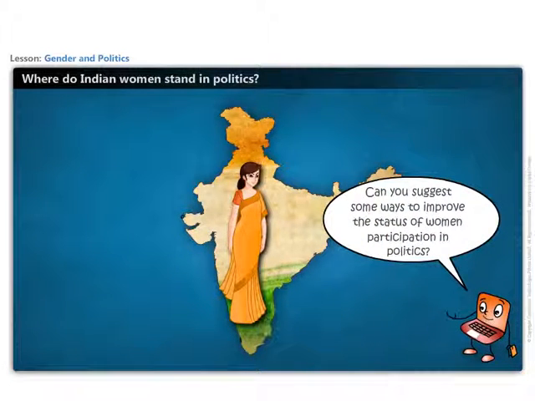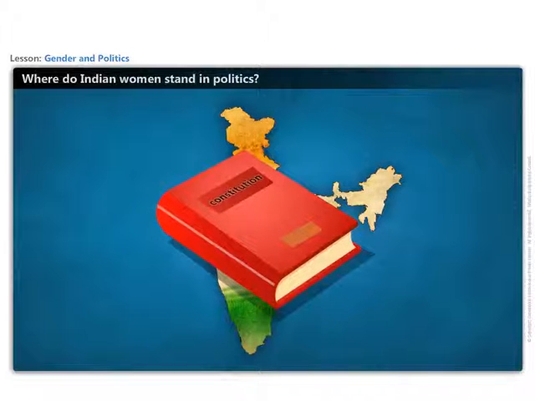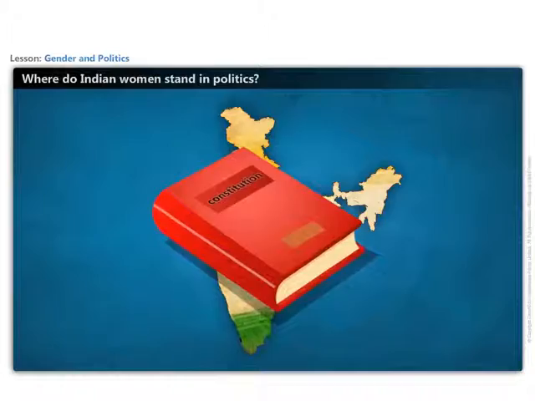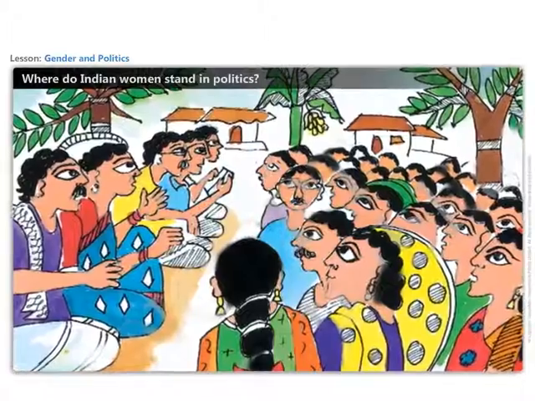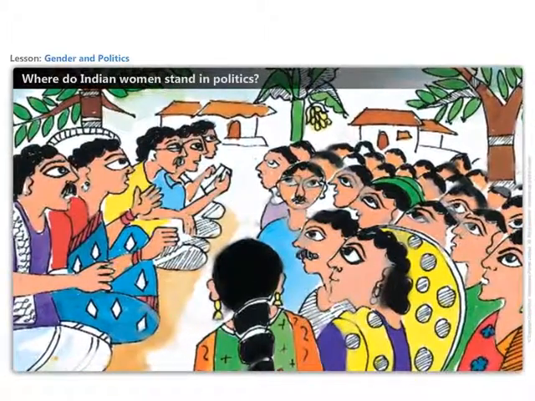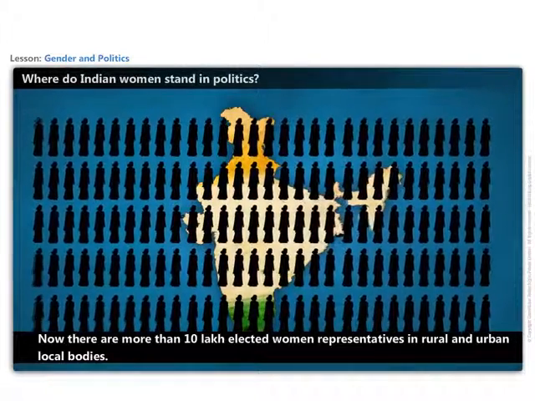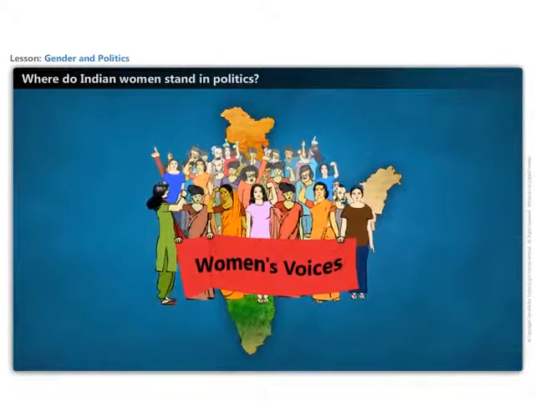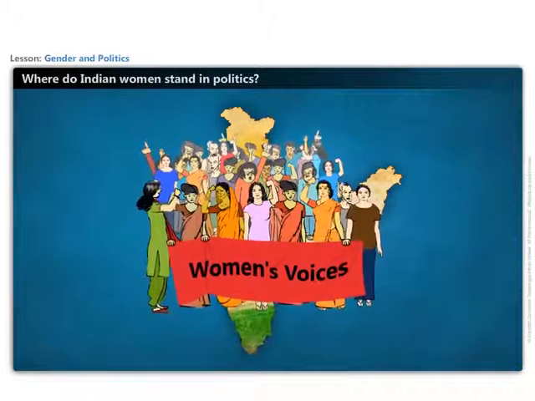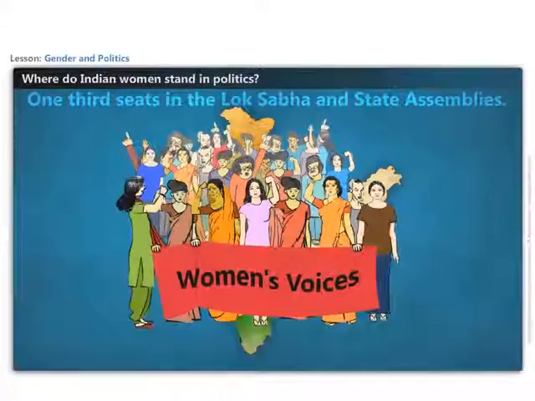Can you suggest some ways to improve the status of women participation in politics? One way to solve this problem is to make it legally binding to have a fair proportion of women in the elected bodies. This is done in Panchayati Raj system of our country, where 1/3 of seats in local government bodies are reserved for women. Now, there are more than 10 lakh elected women representatives in rural and urban local bodies. Women organizations and activists have been demanding a similar reservation of at least 1/3 seats in the Lok Sabha and state assemblies for women.